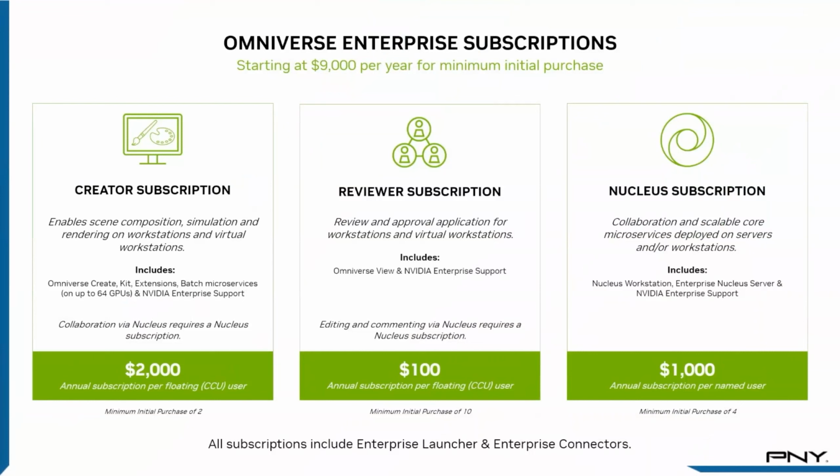The Reviewer subscription is just for viewing or reviewing content, so for users that don't need the full design and create functionality. And the Nucleus subscription is needed for every user that wants to make changes to data on the file server. Creator and Reviewer subscriptions are concurrent user licenses, so they can be shared, and the Nucleus subscription is a named user subscription, so it can't be shared. With the minimum order quantity of 2 Creator, 10 Reviewer, and 4 Nucleus subscriptions, we have a starter pack of $9,000 per year for NVIDIA Omniverse Enterprise.